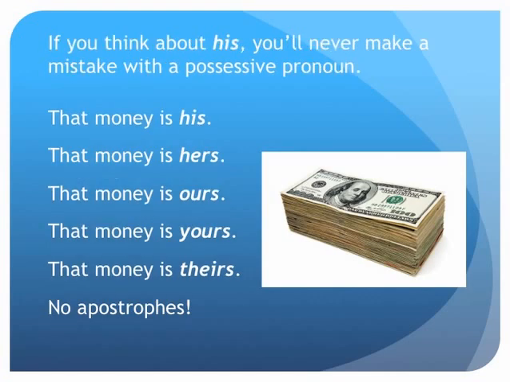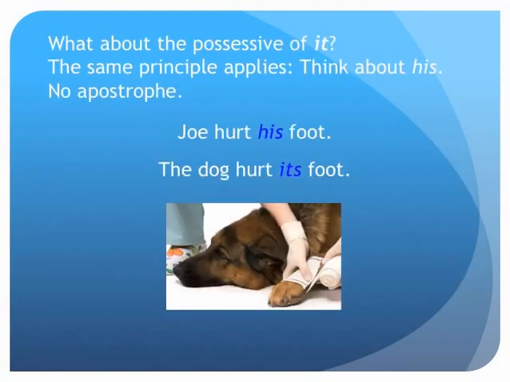That money is hers. That money is ours. That money is yours. That money is theirs. No apostrophes. If you think about his, you'll never make a mistake with a possessive pronoun. What about the possessive of it? The same principle applies. Think about his.